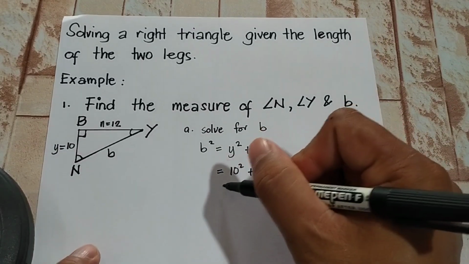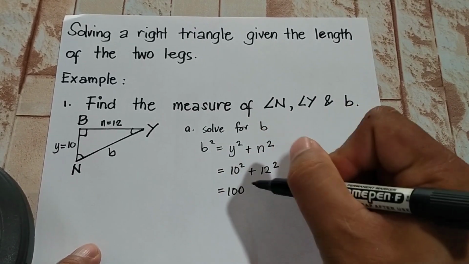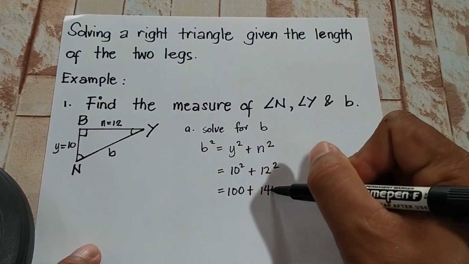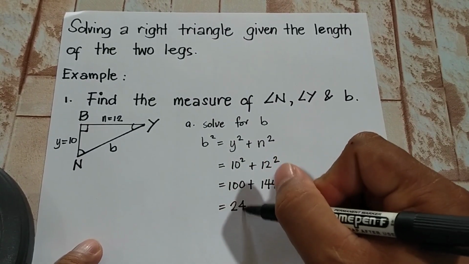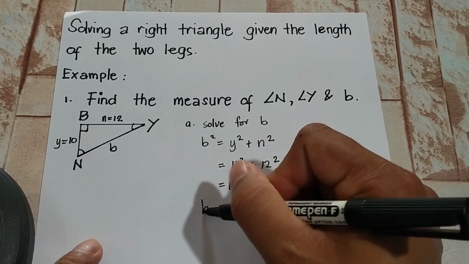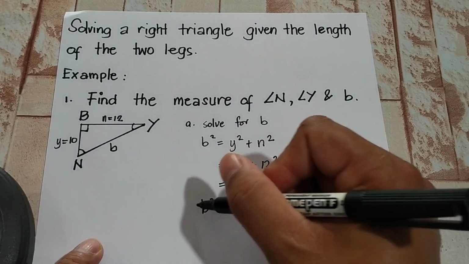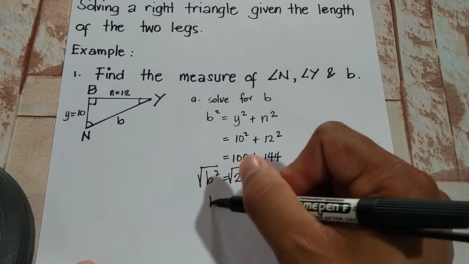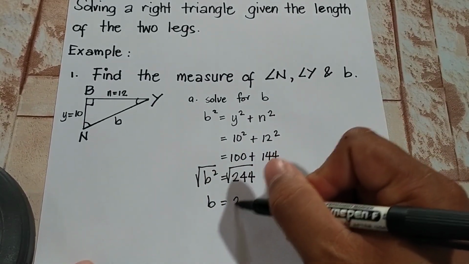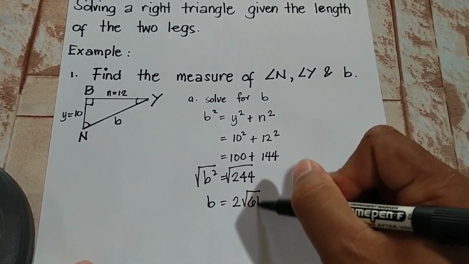So what is 10 square? That is 100 plus 144. That would give us 244. So are we going to stop here? No, we're going to take the square root. So our B value would be 2 square root of 61.